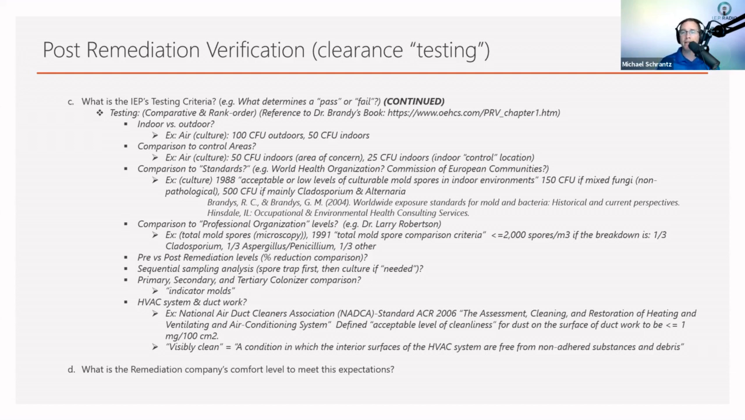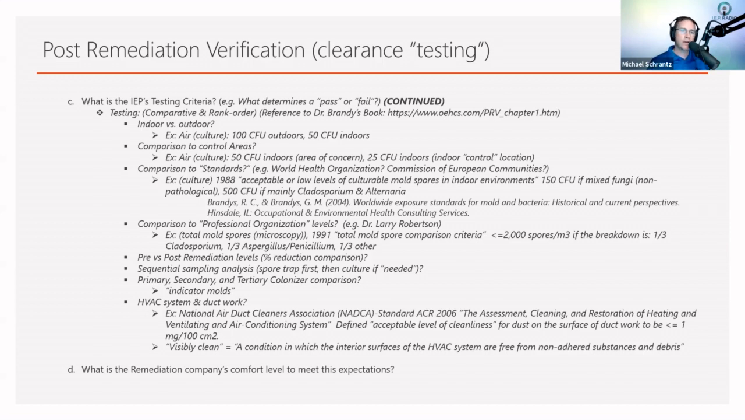And basically, what it said is it's considered to be acceptable if it was 150 colony forming units if it's mixed fungi, meaning non-pathological, or 500 colony forming units if mainly Cladosporium or Alternaria. And so there was this criteria from back when that said if it's less than or equal to that, it's considered to be acceptable or low levels.